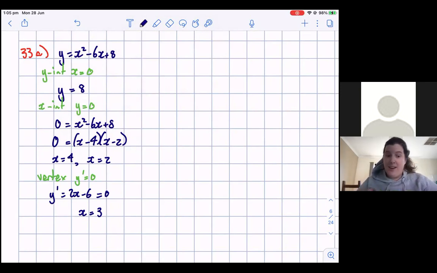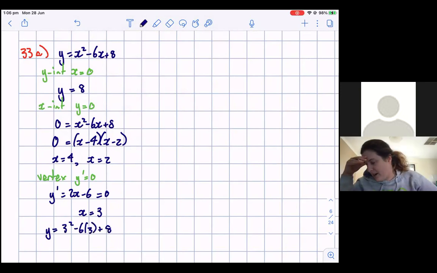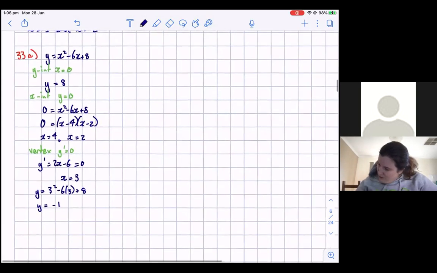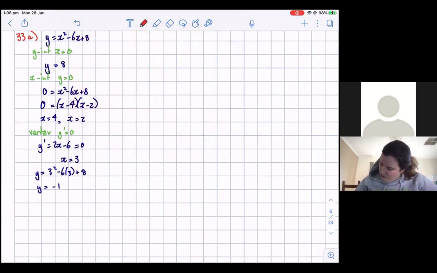And then sub that in to find the y coordinate, because we just know how far along it's going to turn. I don't know how far up or down. Also, that's halfway between the x-intercepts. That would have been a bit of a quicker way to find this. So we've got y equals 3 squared take 6 times 3 plus 8. 9 take 18, negative 9 plus 8, y equals negative 1. I hope I'm right. I really wish I had my calculator. That's enough. We could examine the concavity and stuff, but putting these points on our graph will be enough to tell us the important stuff that's going to happen.